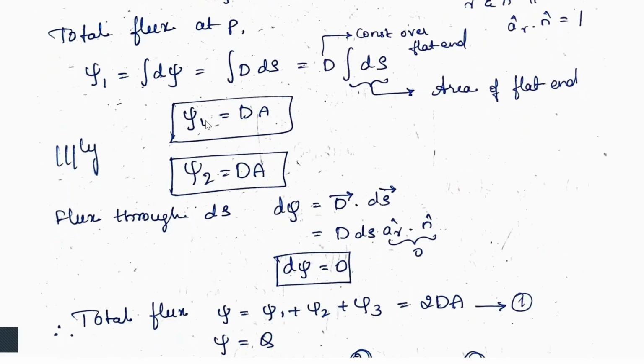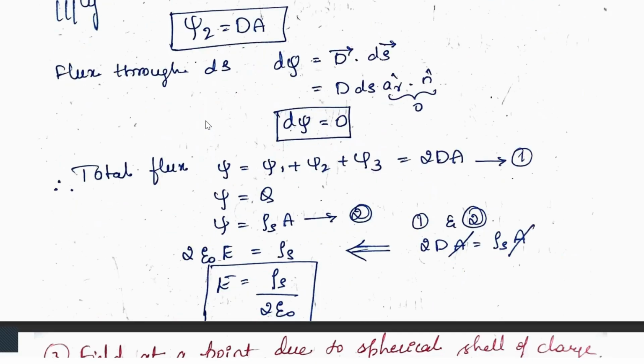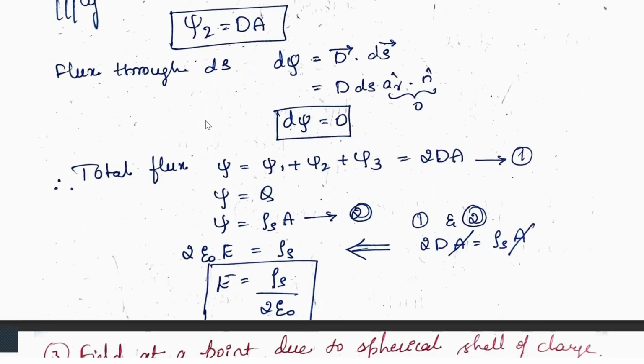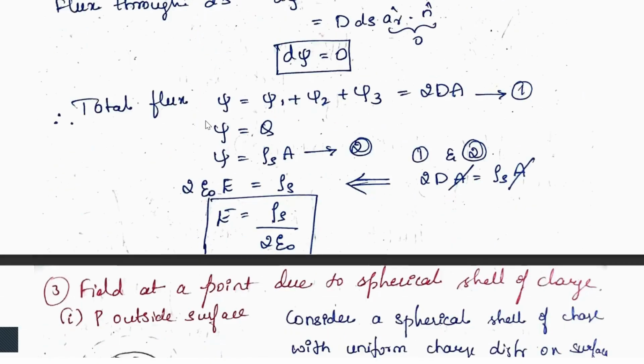Flux through the side dS will be what? dψ is equal to D vector dot dS vector. Now the dot product is 0. So dψ is equal to 0. Total flux, adding all those, we get 2DA. So we know ψ is equal to Q. Substitute Q as ρs into A. So on substituting ψ as 2DA, and D as ε0 E, we get 2ε0 EA equal to ρs A. So E will be ρs divided by 2ε0.